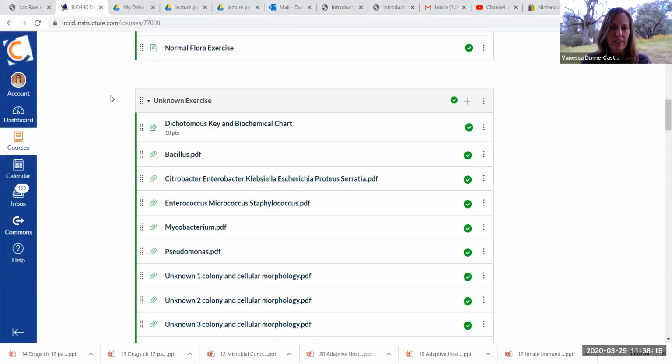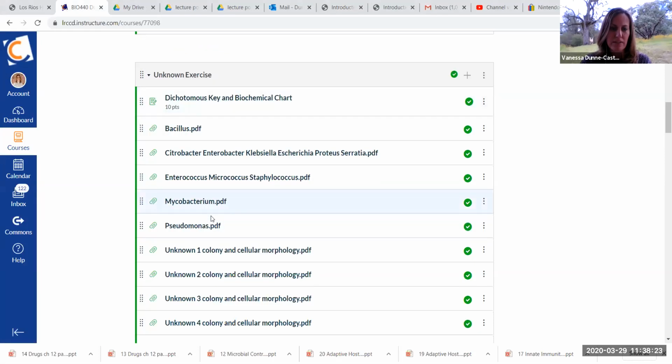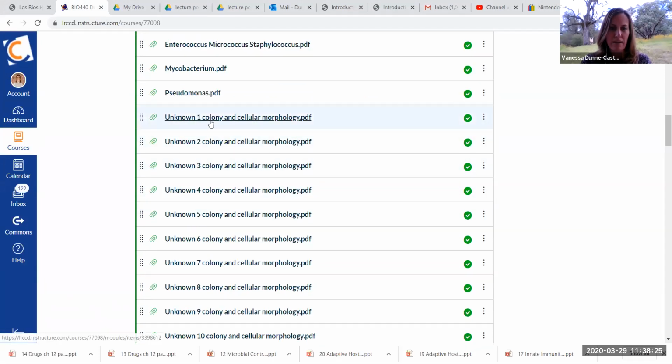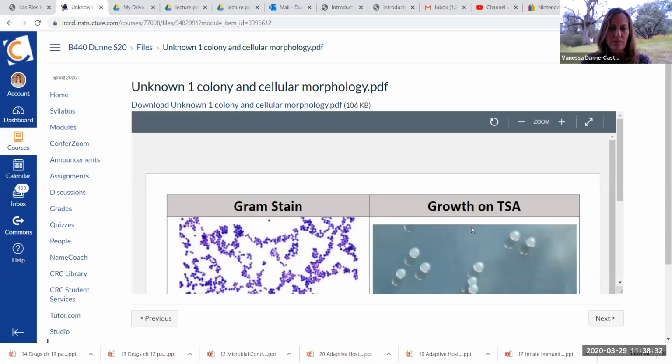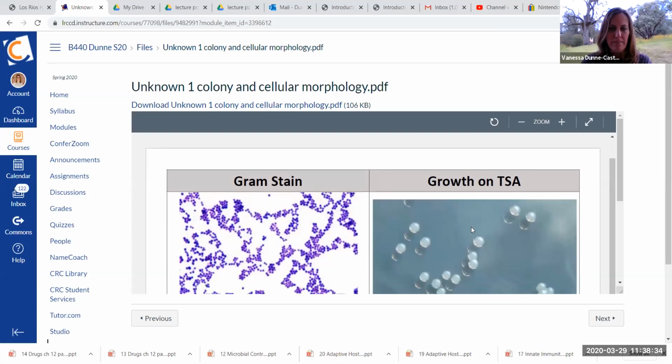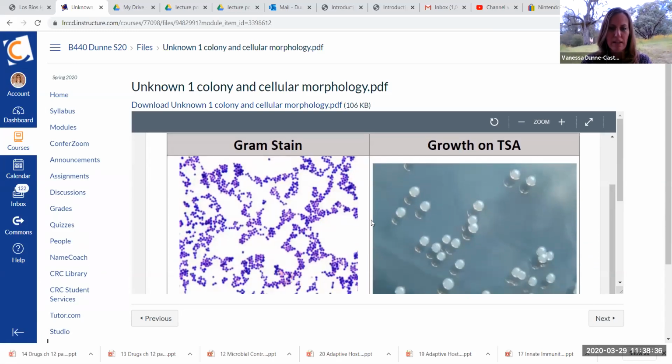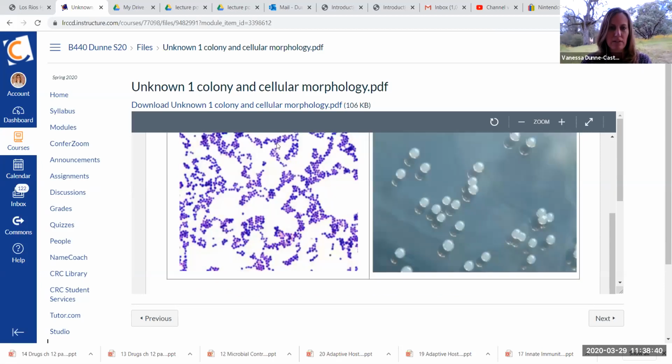You can find all of this information you need under unknown exercise. I've posted here all of the unknowns, colony and cellular morphology. So if you click on your particular number, then you should be given access to just a super simple document that gives you the gram stain and what the growth looks like on TSA. So with this information, you can begin working through.